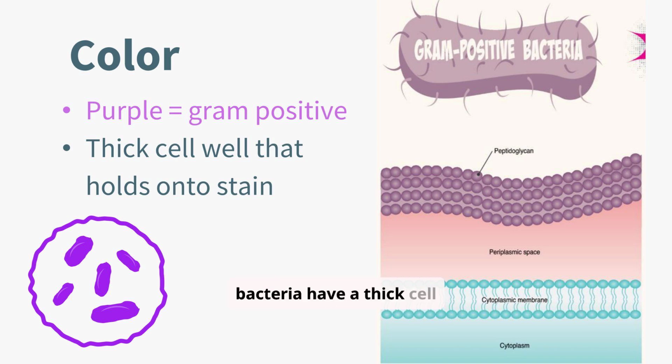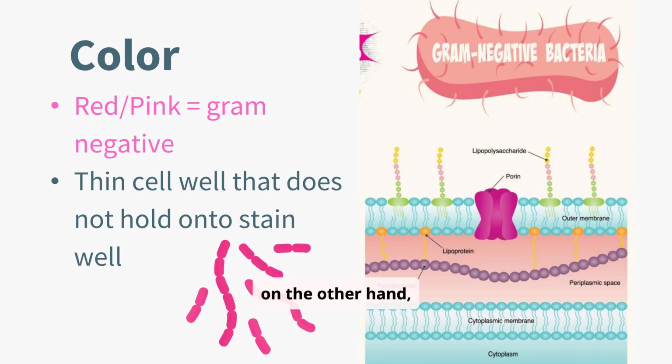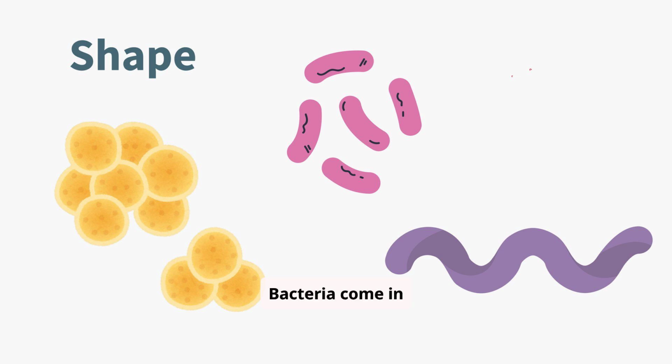Gram-positive bacteria have a thick cell wall that retains the stain, resulting in a purple color under the microscope. This structural difference is crucial for antibiotic selection. Gram-negative bacteria, on the other hand, have a thinner cell wall and an outer membrane, causing them to stain red or pink. This difference in cell wall structure affects antibiotic penetration. Bacteria come in various shapes, including round, cocci, rod-shaped, bacilli, and spiral. These shapes can help in initial identification.